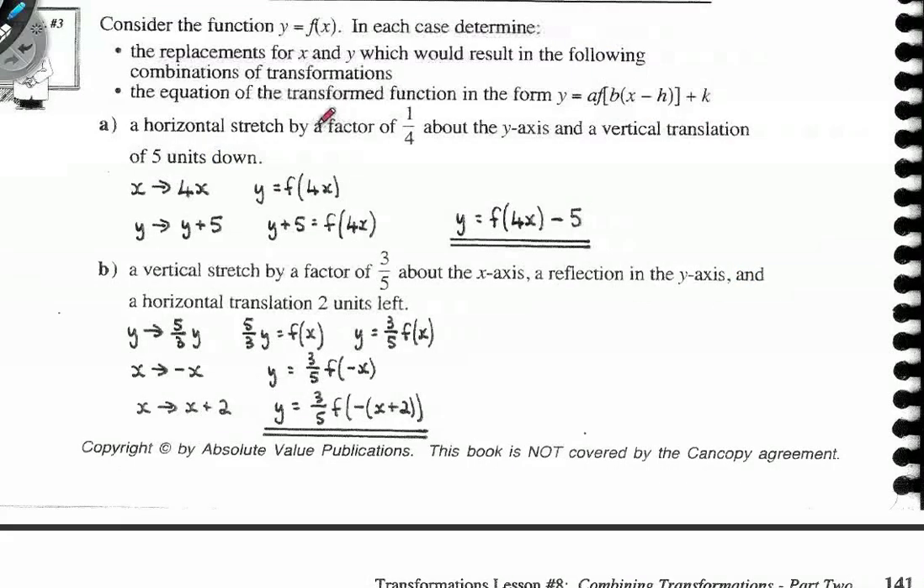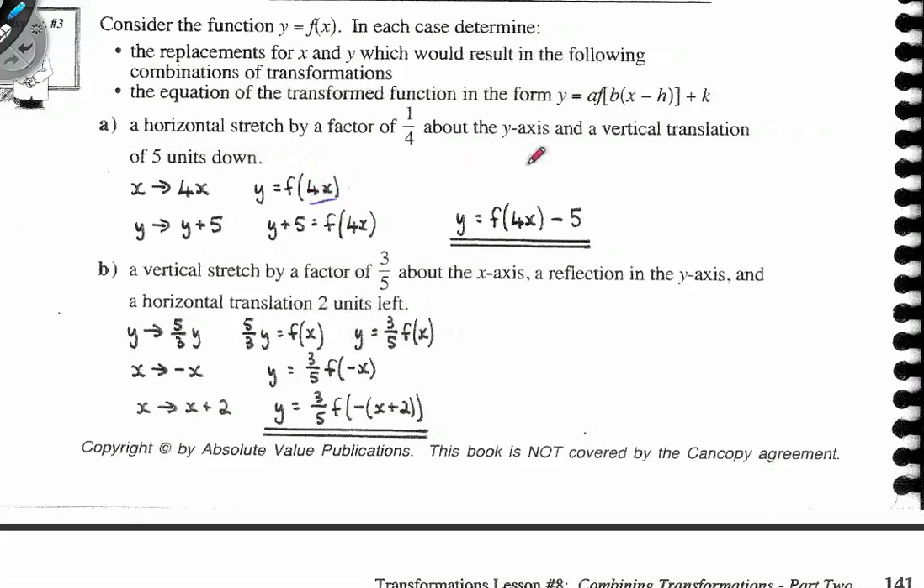Last example 3, consider the function y equals f of x. In each case determine the replacements for x and y, which would result in the following combinations of transformations. Determine the equation of the transformed function in this form. So we're looking at replacements and the final equation. So we're going to have a horizontal stretch by a factor of 1/4. That's affecting x. X goes to 4x. Okay, so we'd replace that in here.